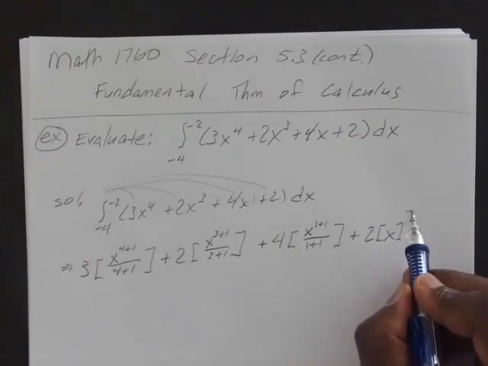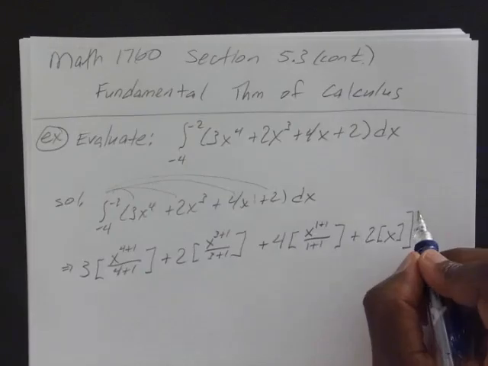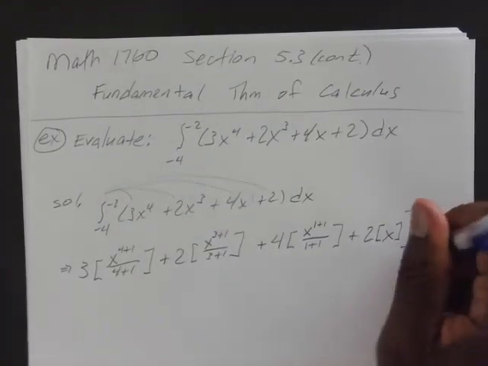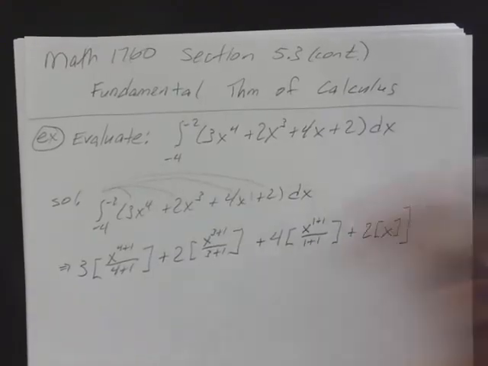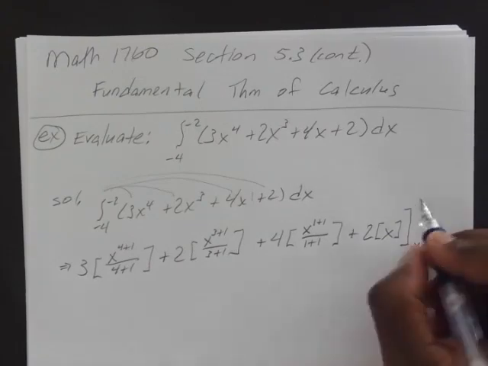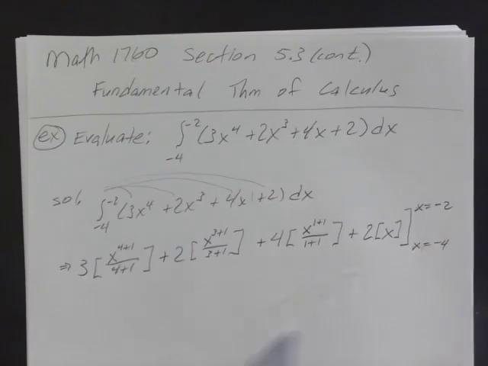Okay, and that will be integrated from -4 to -2. Or if you want, you can put x equals -4 and x equals -2, same thing. So whichever one works for you. You'll see the notation both ways.